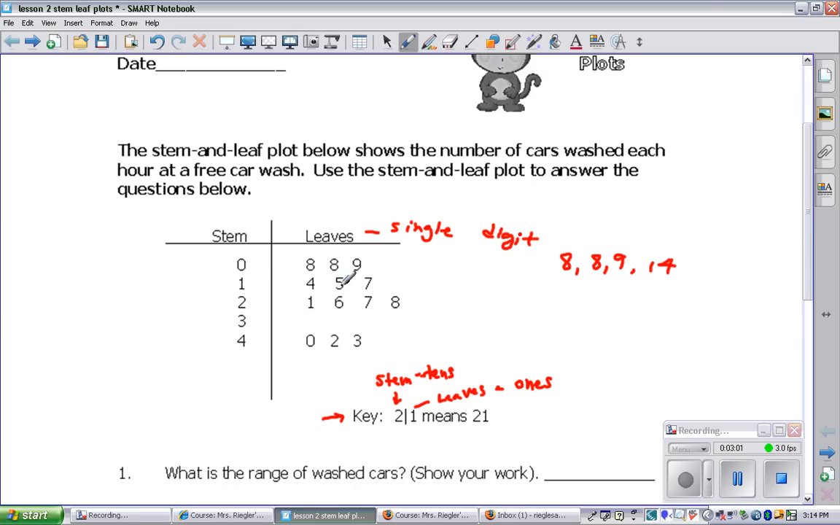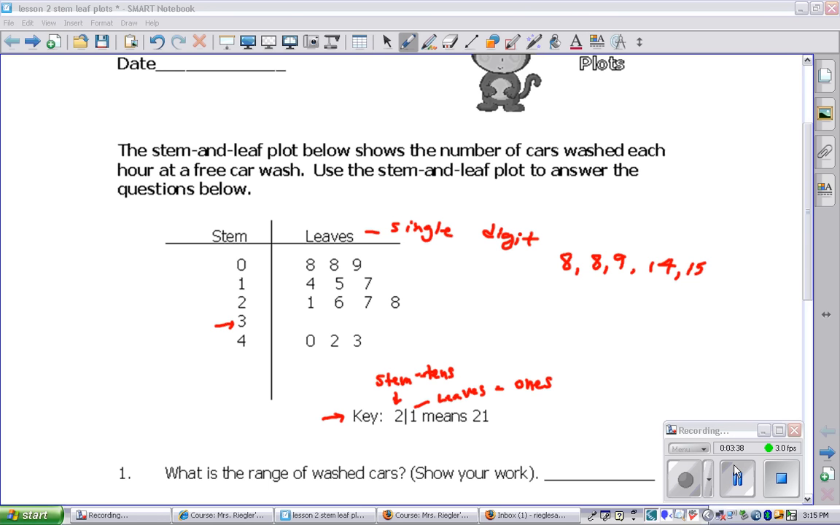1 ten and 5 ones is 15. And 1 ten and 7 ones is 17, and so on. 2 tens and 1 one means 21. That's where our key came from. 2 tens and 6 ones means 26, and so on. So if you look at your 30s, we have 3 tens and then there's nothing. There's no data over here, which means there's no data in the 30s. And then if I have 4 tens and 0 ones, that would be 40, 42, 43. So you can hopefully start to see the pattern.